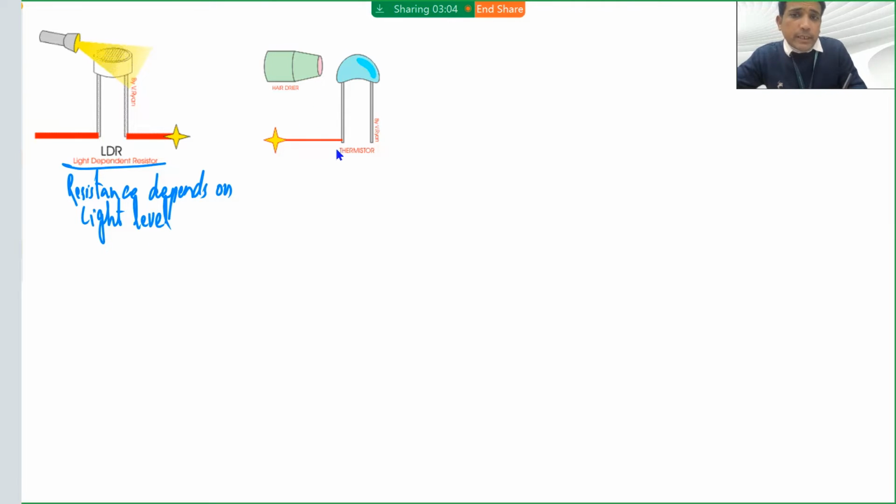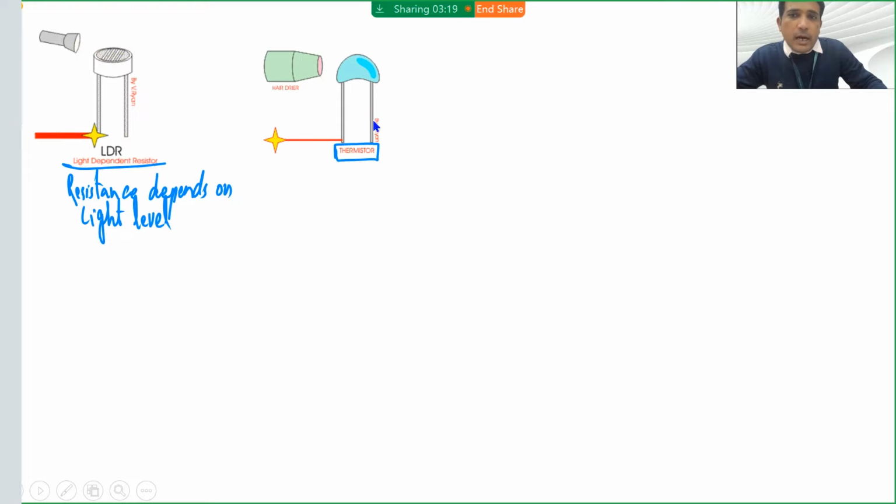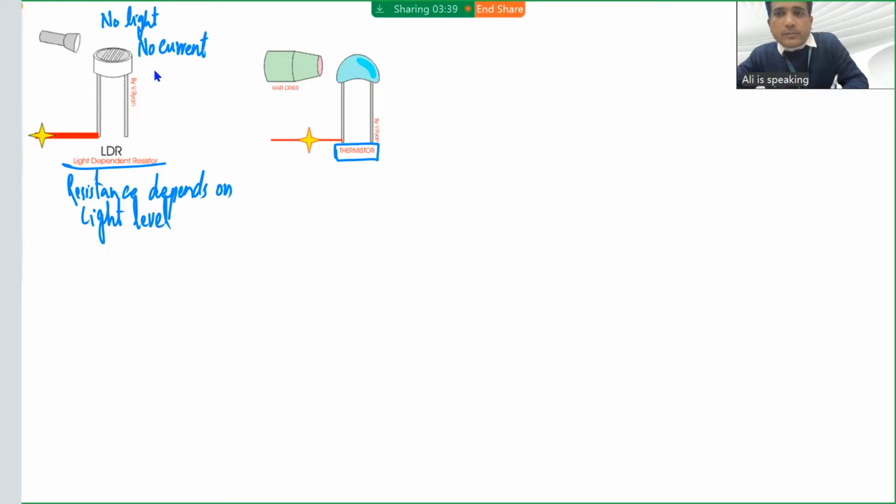And if you look at this one, this one is thermistor. So let me show you this one. First of all, let me explain a little bit with the help of this animation. You can see now when there is high temperature, there is current. When no temperature, there is no current. When there is light, there is current. When no light, there is no current. So simply in this case, we can say if no light, it means no current. If no current, it means the resistance of this one is very high. So we will say resistance is very high.